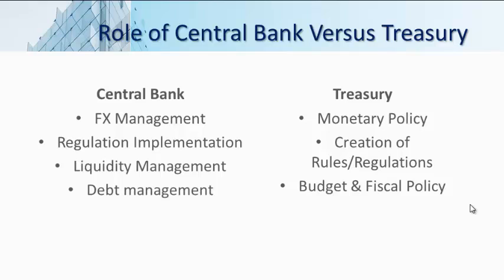So the Treasury was in charge of monetary policy, and the central bank was in charge of foreign exchange and implementation of banking regulations and liquidity management, making sure that the government has enough money to spend, and handling the debt of the government. And the Treasury established monetary policy. It also established the budget, so how much the debt is going to be. The bank managed the payment of the debt. And fiscal policy, of course, also needed to be financed, but that was not the central bank's role. And of course, creation of rules and regulations regarding banks were jobs of the Treasury. Implementation of these rules was the central bank's job.